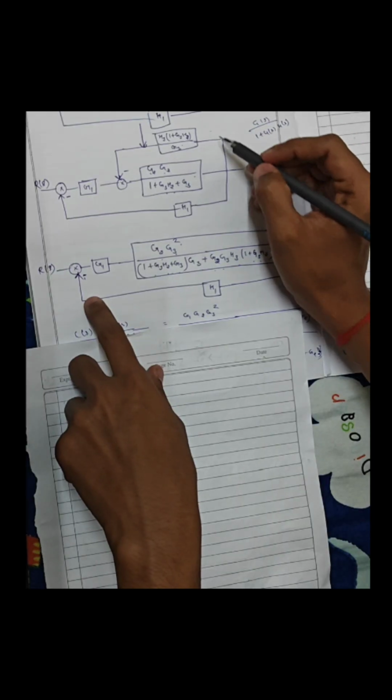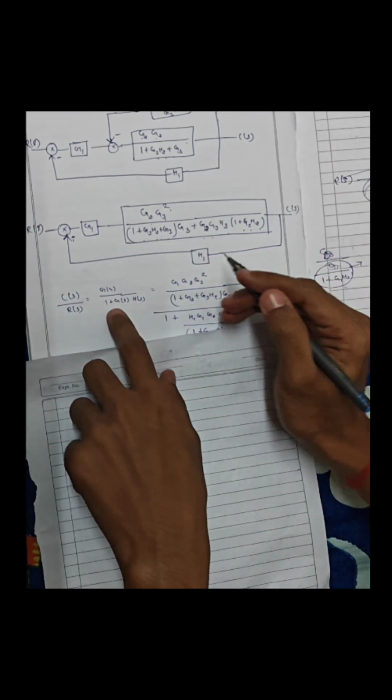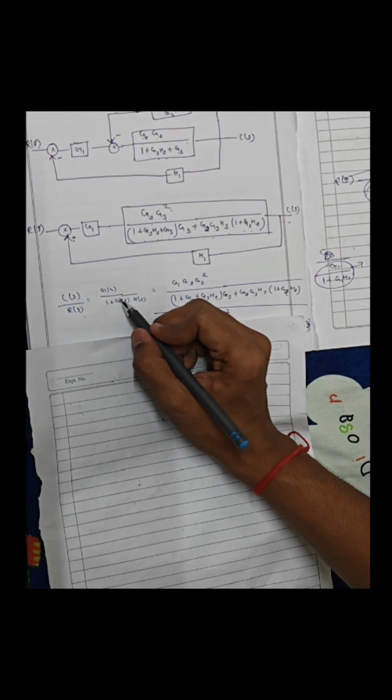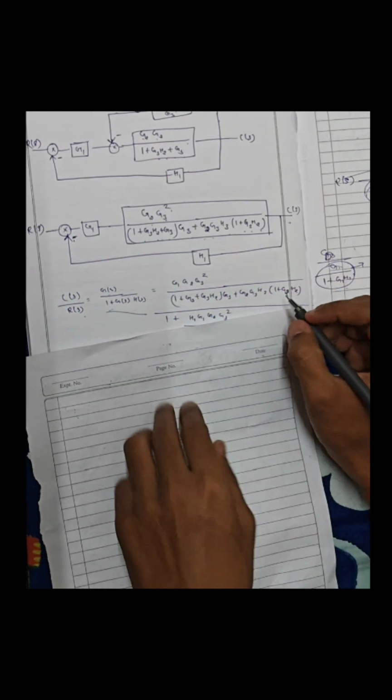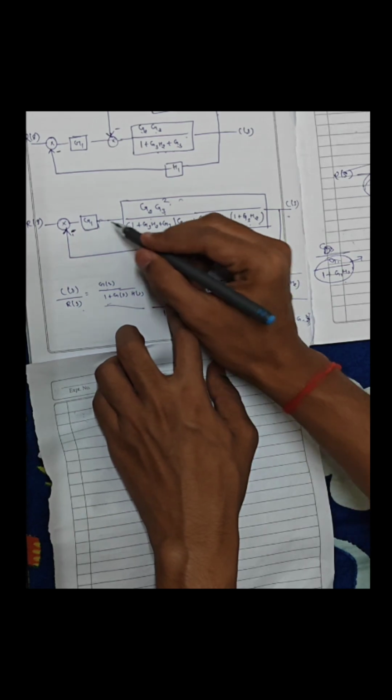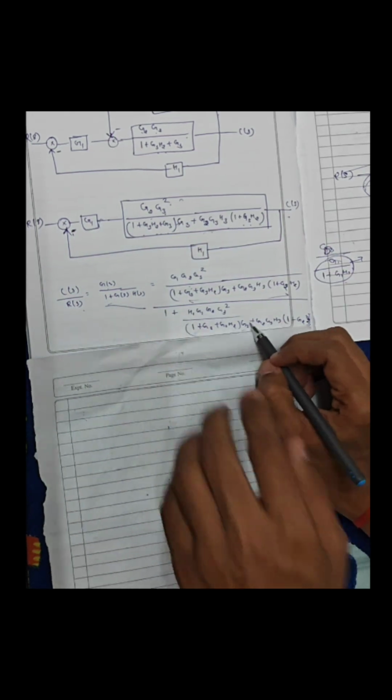Again we will repeat the same. Now combining that, we get the transfer function C of S divided by R of S, which is given by the formula G of S divided by 1 plus G of S H of S. After solving that, we get G1 G2 G3 whole square, that is in series. So after that, bas.